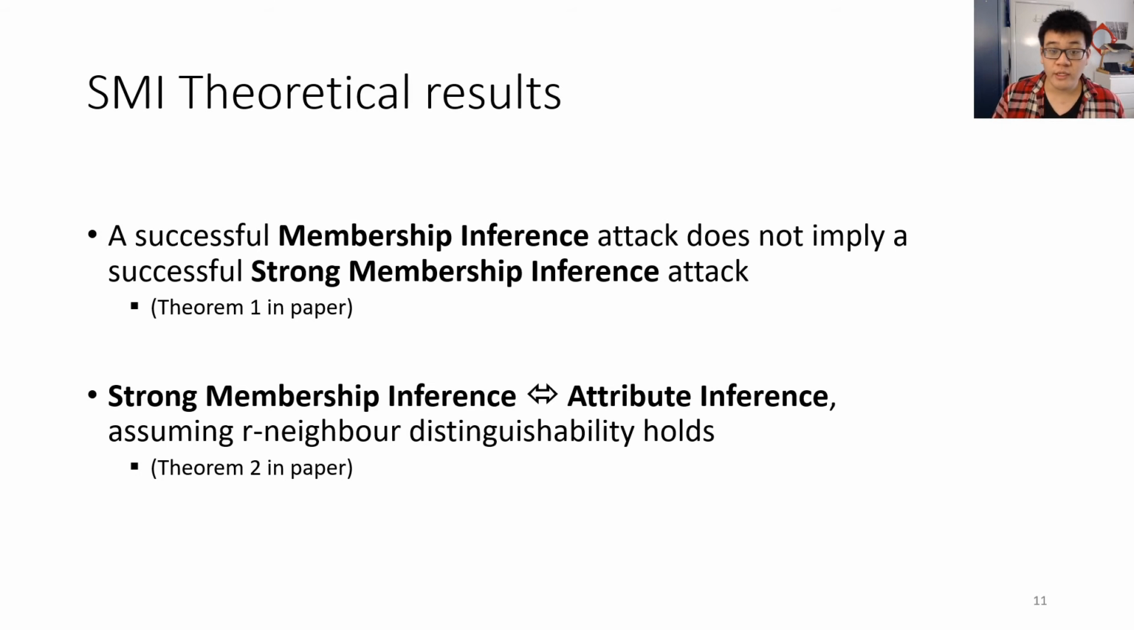We show as Theorem 1 that a successful membership inference attack doesn't necessarily mean that you'll produce an equally successful strong membership inference attack. And as Theorem 2 in the paper, we show an equivalence between strong membership inference and exact attribute inference as we have seen it before, provided that R-neighbor distinguishability holds. In general, that's just if there are two vectors close enough to each other, some R distance, then the function cannot discern the difference between them. There is no noticeable difference in the output of that function.